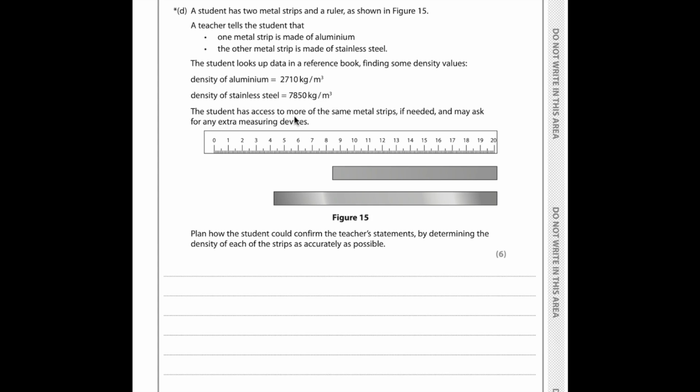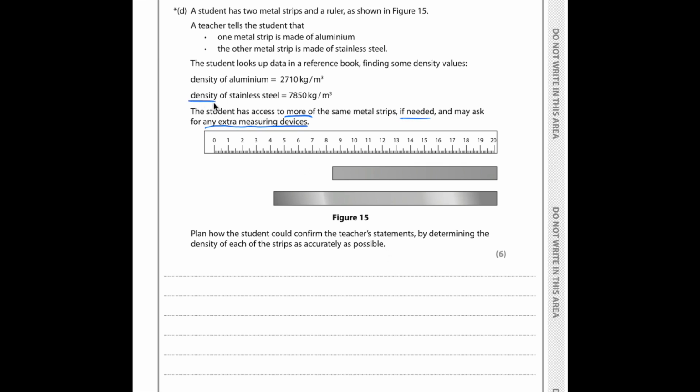The student has access to more of the same metal strips if needed, and may ask for any extra measuring devices. Plan how the student could confirm the teacher's statements by determining the density of each of the strips as accurately as possible. Well, as I say to my students, base your explanation on the calculation.